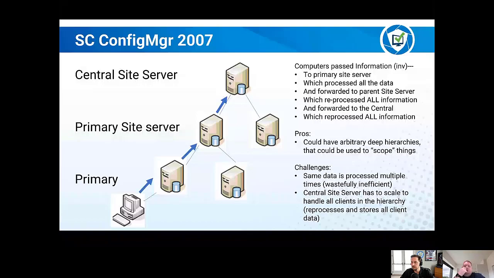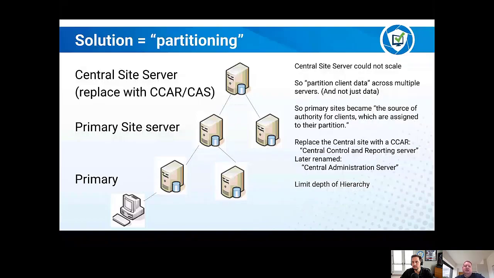So the solution was, well, let's partition the data. So instead of having a central manage all clients, let's divide the clients into multiple servers, and each of those client partitions will be in charge of everything for that client: processing the data, keeping the results, creating policy. And it actually ends up being that we still call those primary site servers in 2012 and after, but how they deal with data and how they handle the client data is significantly different. And then the central site server, what used to be the central site server, that went away.